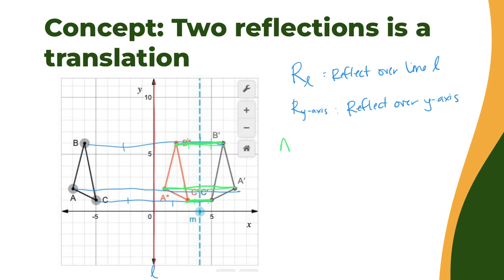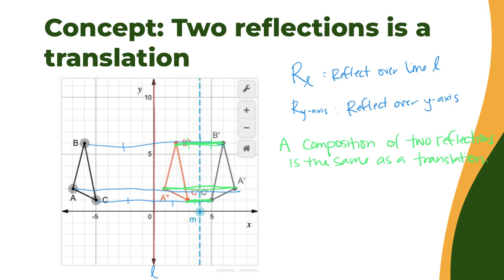So a composition of two reflections is the same as a translation.